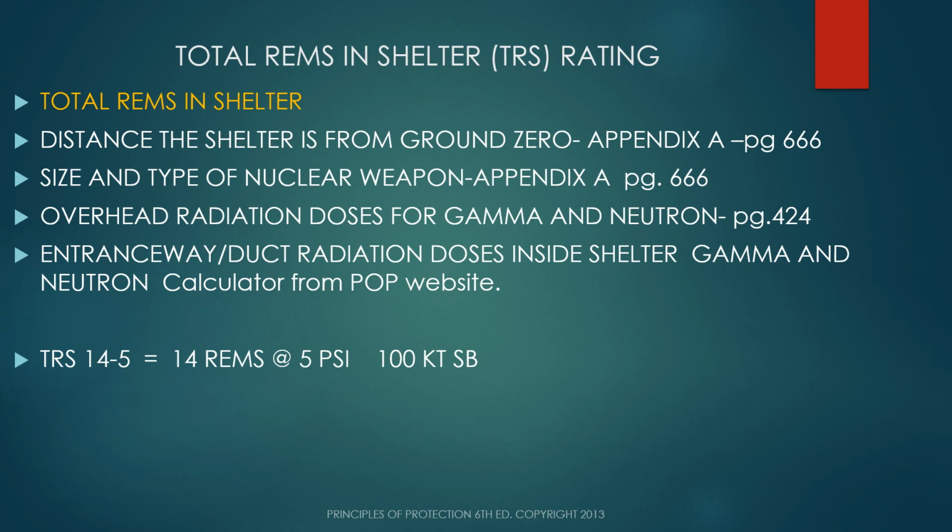But the total REMS in the shelter, what's coming in from all sources, gamma and neutron, is the distance from ground zero, the size and type of the weapon, the overhead doses from gamma and neutron, and the radiation inside the shelter. And that gives you a total REMS in shelter. So a total REMS in shelter of 14-5 means in the shelter from all sources, you're going to have 14 REMS at 5 psi. 5 psi is a certain distance from ground zero from a 100 kiloton weapon.